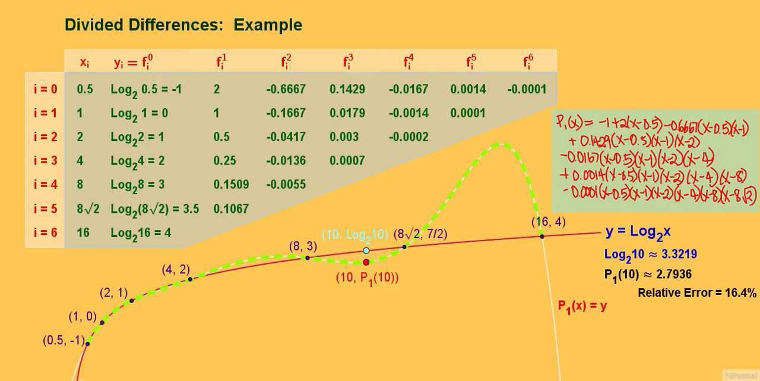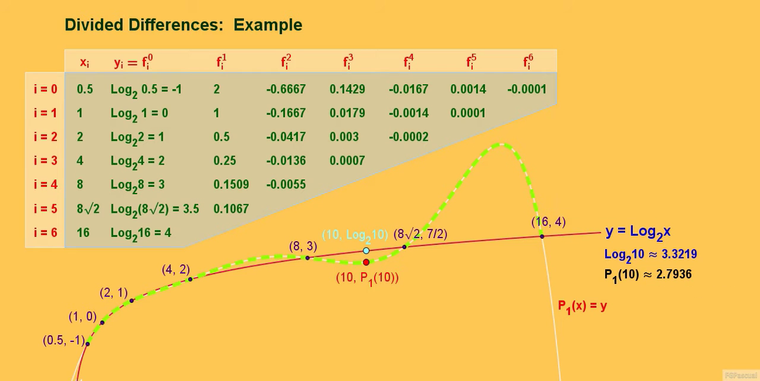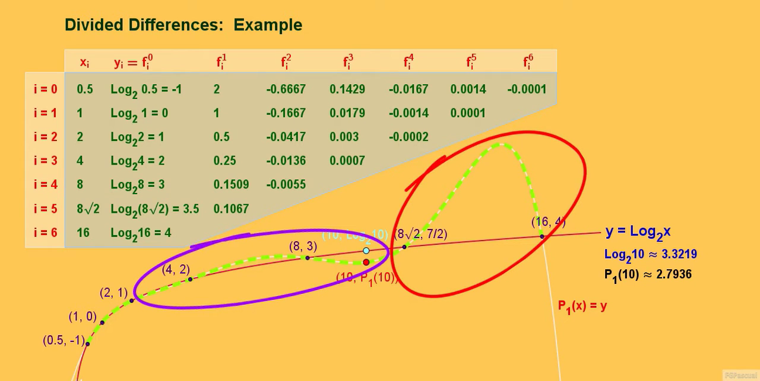This tells us that p sub 1 of 10 is not a particularly good approximation for the base 2 logarithm of 10. A reason for the value of the relative error might be because the interval that we used for p sub 1 is rather large. On an added note, nothing to do with p sub 1 of 10 as an estimate for the base 2 logarithm of 10, note how badly p sub 1 approximates the base 2 logarithm of x at this portion. It's not quite as bad near the center.